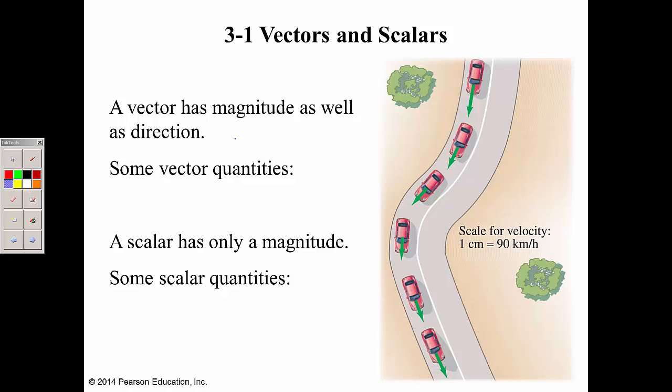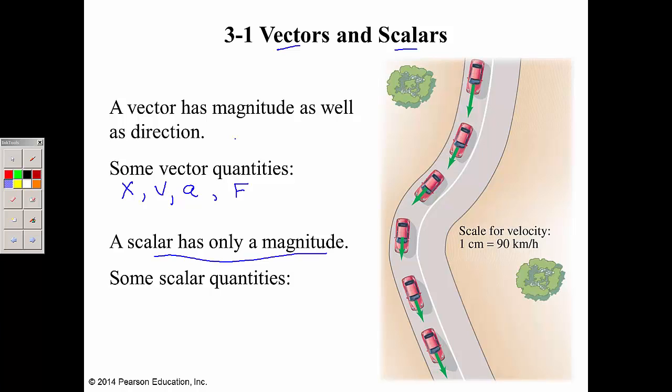Now, as I mentioned last time, there are vectors and there are scalars. A vector has magnitude and direction, while a scalar only has magnitude. Examples of vector quantities: we've discussed position, velocity, and acceleration. Other vector quantities might be something like force. If you're pulling up, that's a big difference as opposed to pulling down on something.